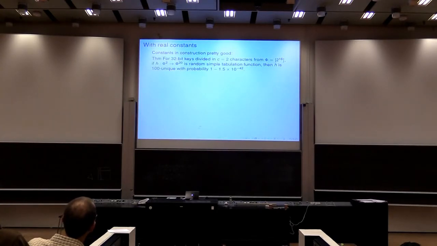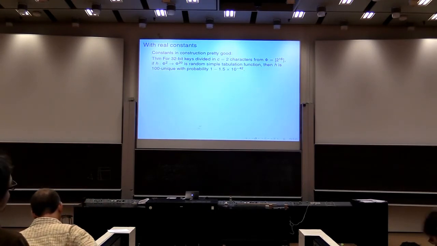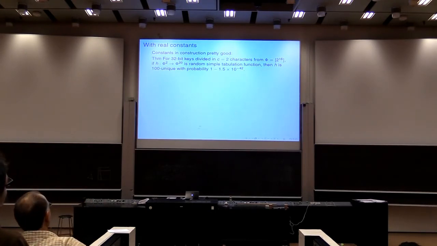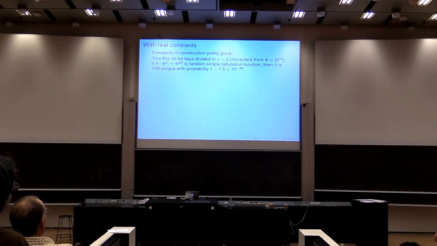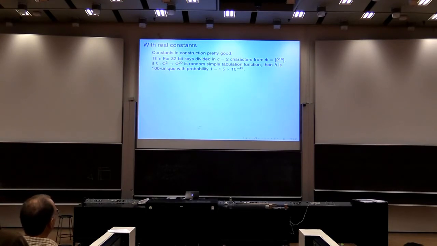Okay. So, as I said before, many of these things look pretty horrible, but it is also hard to get good constants in the closed forms, and many things contain little o and stuff like that. So I actually tried to do the calculations, and we say 32-bit numbers divided into 16-bit keys. I computed that I ended up with something 100-unique with probability 1 minus 1.5 times 10 to the minus 42. So this is really going to be 100-unique with very high probability in practice.